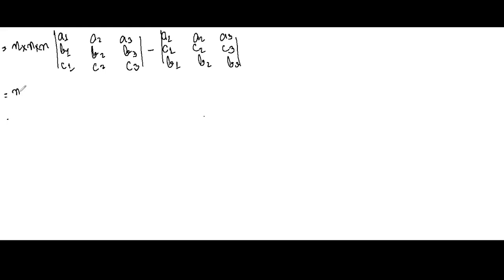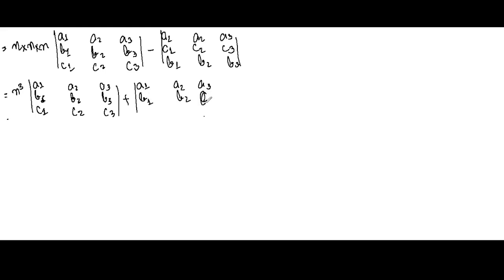It is equal to n cube into the same determinant matrix a1, b1, c1, a2, b2, c2, and a3, b3, and c3. Then this negative sign will be changed to positive because now we have to swap these two rows. So let's write it as a1, a2, a3. These two will be swapped. So we are going to have b1, b2, b3, and then c1, c2, c3.